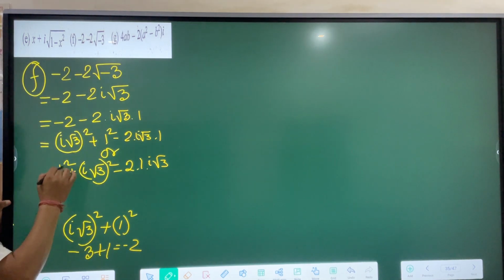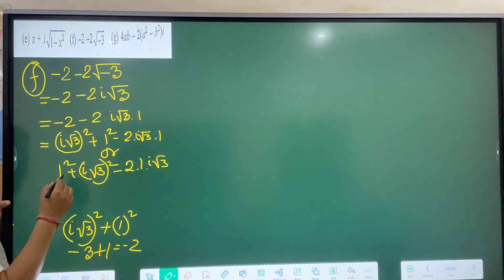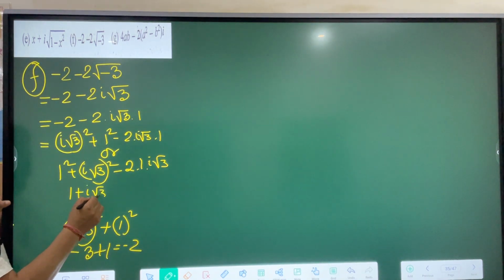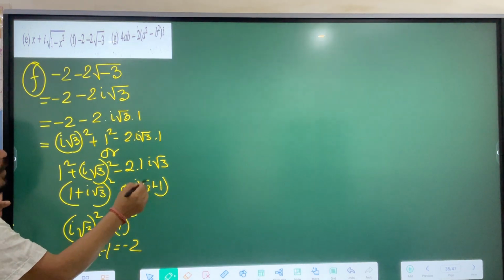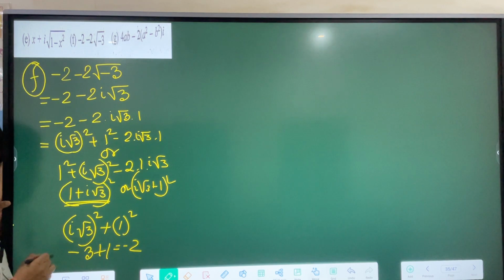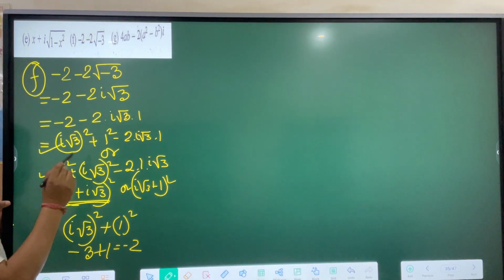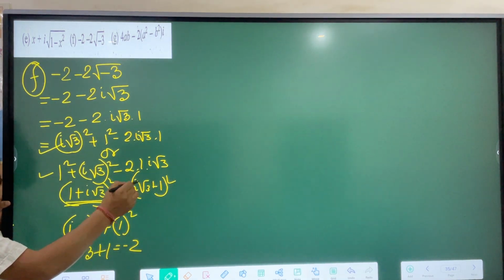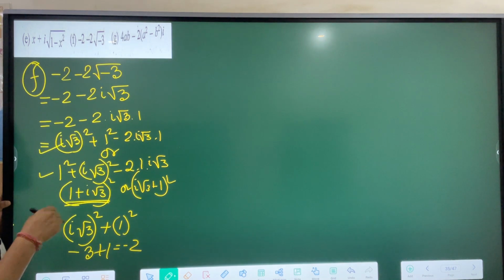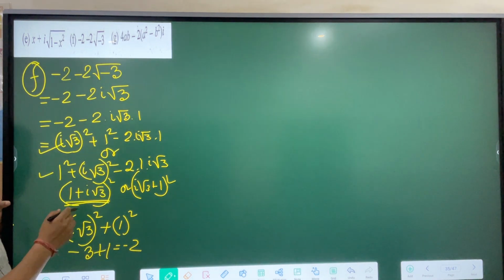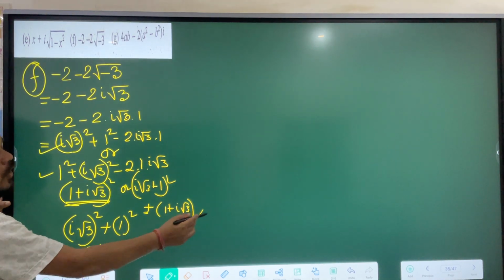a square plus b square or b square plus a square, no problem. Whether you write 1 plus i root 3 whole square, or you write i root 3 plus 1 whole square. But better this one. Why? a plus ib form. This one is correct, this one also correct. i root 3 plus 1 whole square or 1 plus i root 3 whole square, same thing. 5 plus 2 whole square and 2 plus 5 whole square, same thing only, no? So this one, plus minus 1 plus i root 3 is the answer.